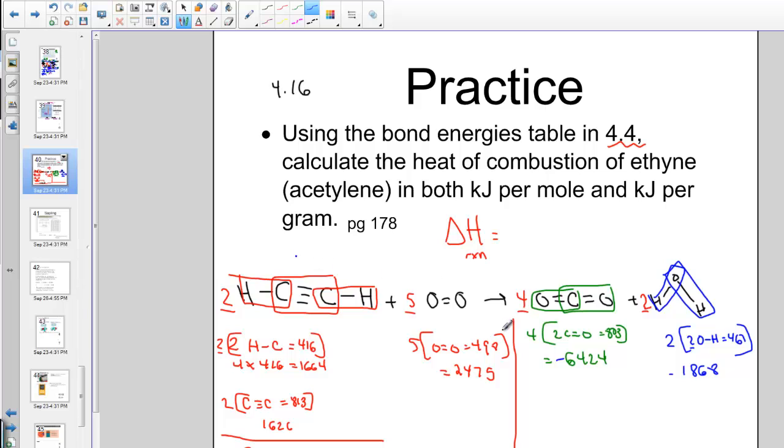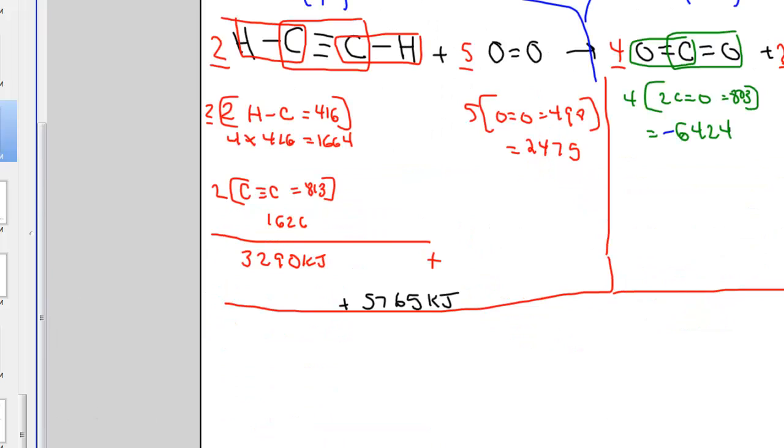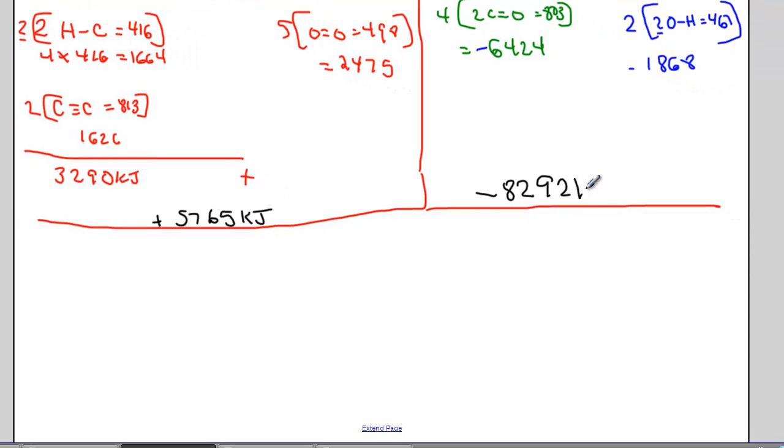So on this side, just remember that the bond energies will be positive, and on this side, the bond energies will be negative. And we'll take the sum of products minus reactants. So let's sum what we have so far. We have negative 6424 plus negative 1868 equals negative 8292, and that's in kilojoules.